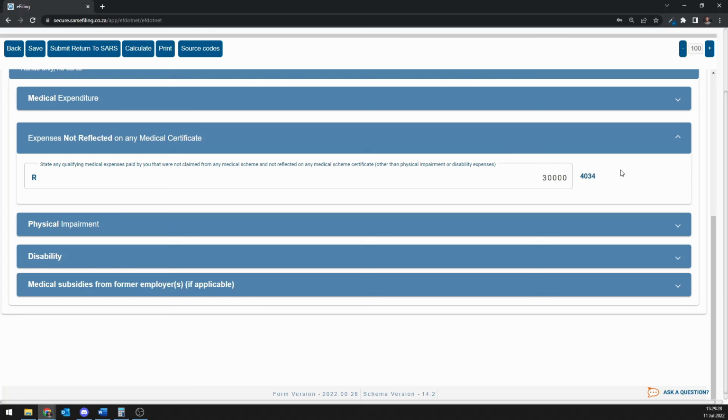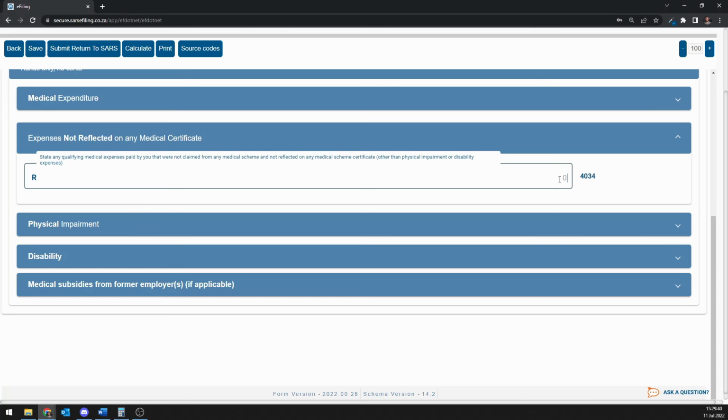So you have to tally that up for the year, and obviously the tax year for 2022 would be 1st of March 2021 until end of Feb 2022, and the total for that you must file there.